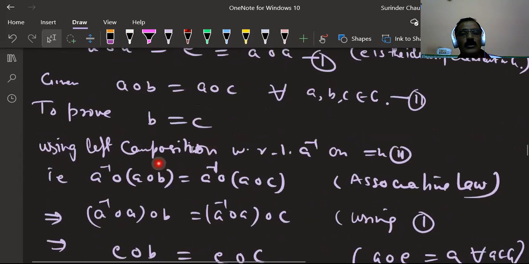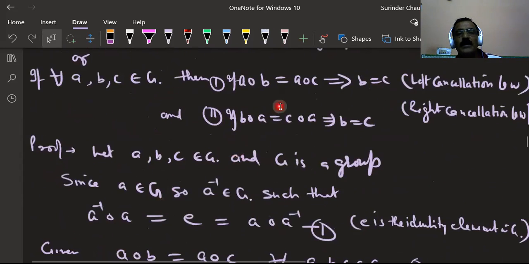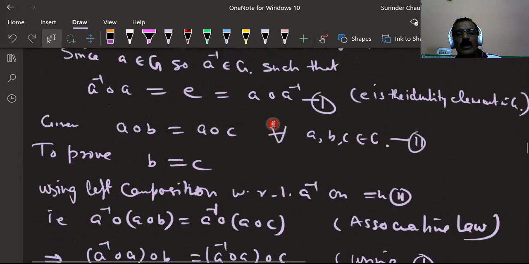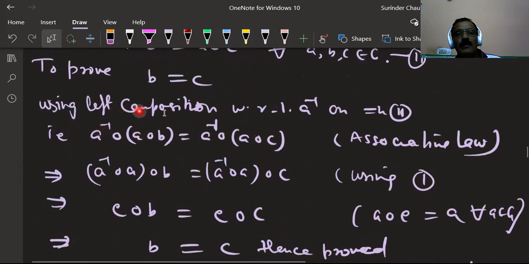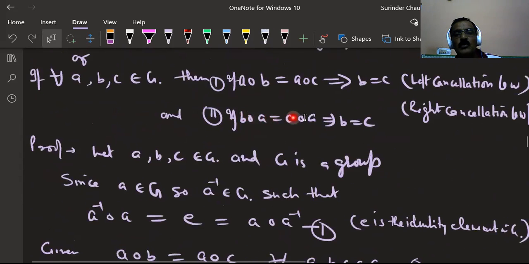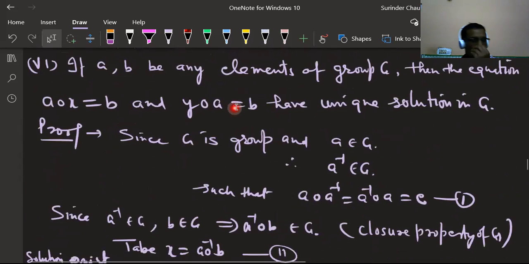For the right cancellation law, you have to multiply on the right, whereas in the left cancellation law you multiplied on the left. Now we apply right multiplication with A inverse, and only then can we prove the right cancellation law. So the cancellation law also holds true in a group.